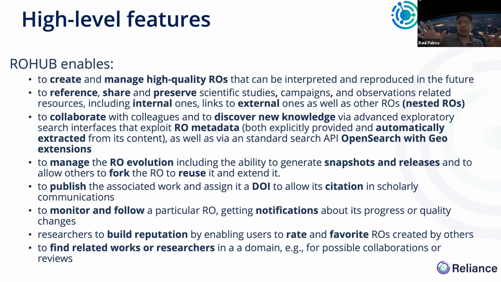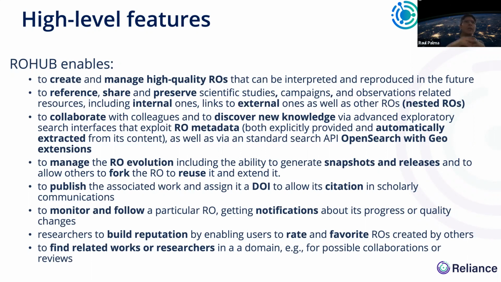So depending on that, you can also decide who can read and who can modify the research object. You can, of course, manage the evolution, like snapshots and releases, like the releases that you make in GitHub or any other software control system. You can also make forks as well. This is the same philosophy here as any other source control systems. Of course, you can publish with a DOI.